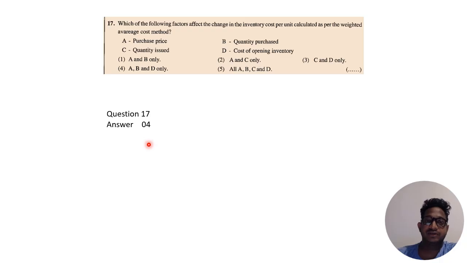Which of the following factors affect the change in the inventory cost per unit when you are calculating based on the weighted average cost method? So these are the factors that affect the cost per unit calculation under the weighted average cost method. The purchasing price is affecting, the quantity purchased is affecting, and the cost of opening inventory is also affecting, right? But the quantity issued is not affecting when you are finding the cost per unit, right? So the correct answer should be A, B, and D. So the correct answer for question number 17 is number 4.